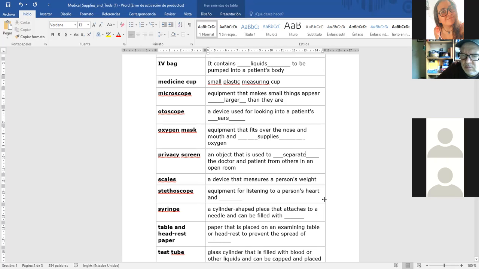What about, Nicolás, hello, what about stethoscope? Equipment for listening to a person's heart and lungs? Yeah, absolutely. You can listen to the heart, to the lungs, to the abdomen, to whatever you want. But basically, and usually, lungs and hearts.